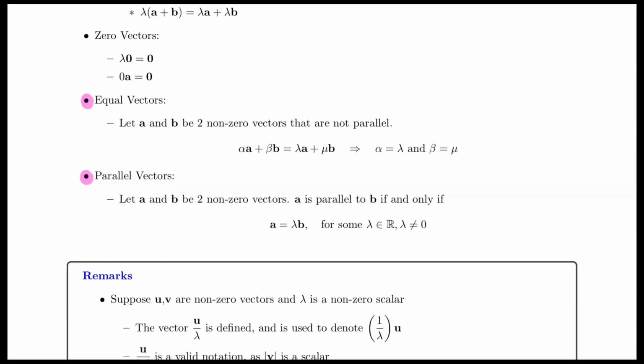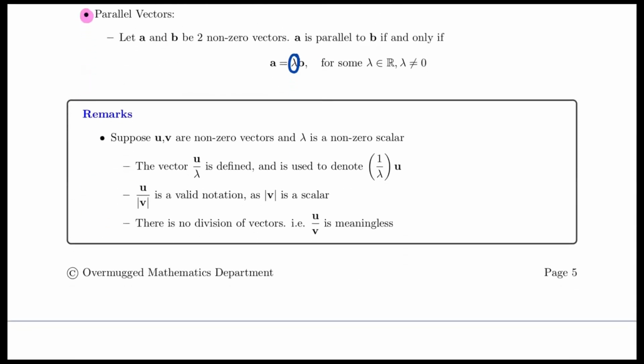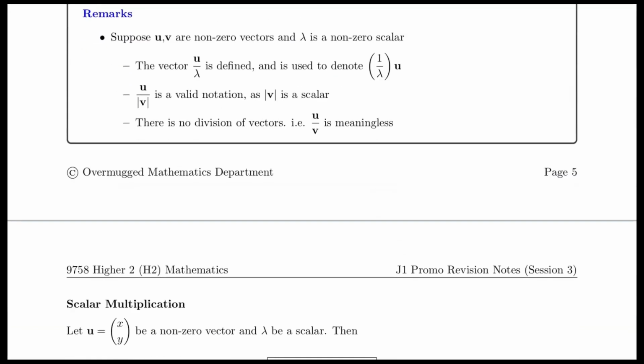For parallel vectors, this is something from your O-levels. Parallel vectors is basically when there's a lambda, which is just a constant. When a vector is multiplied by a certain scalar constant, then you know that the vectors are going to be parallel. Two things that you need to know. There's no such thing as division of vectors. That one really cannot be done, so you don't need to worry about it.